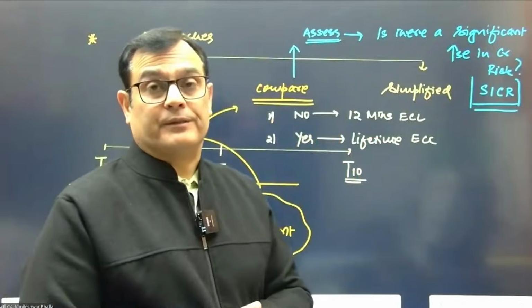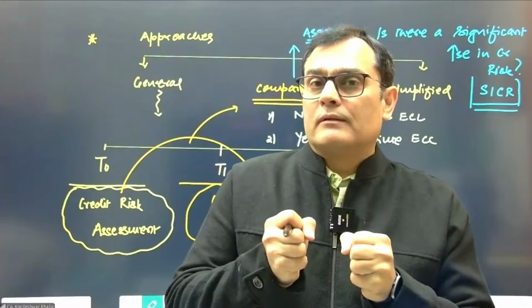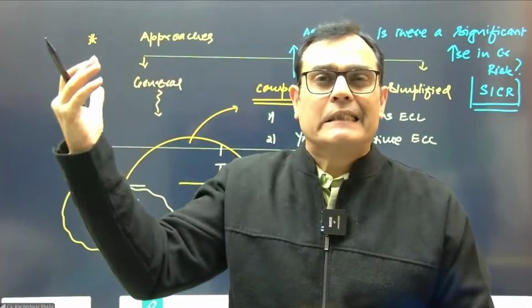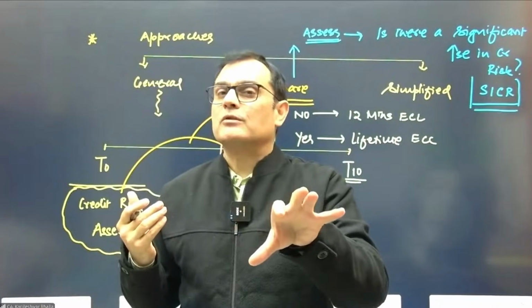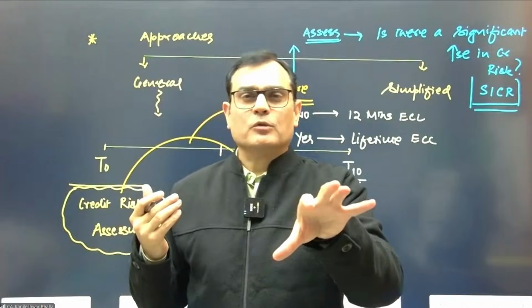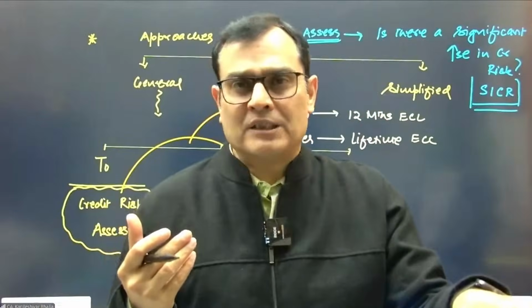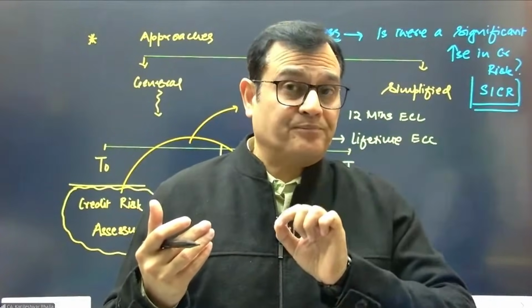So the standard setters wanted that on the credit risk assessment, if you say the credit risk has not increased significantly, you can look at the conditions over the next 1 year only, because you're going to make a balance sheet every year. So there is no need of doing so much forecasting. You can only look at the conditions which will prevail over the next 1 year.